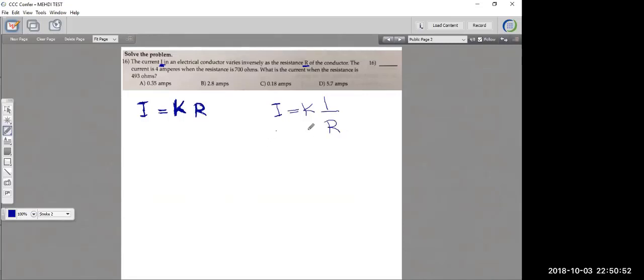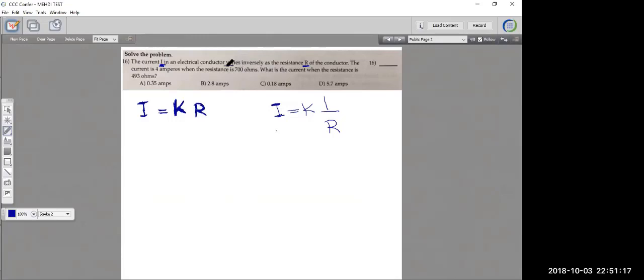So inversely means as I increase R, I would decrease. As I decrease R, I would increase. If it varies directly, it goes directly. If I increase I, R increases. If I decrease I, R decreases. But that's not the case with the current and resistance. They vary inversely.